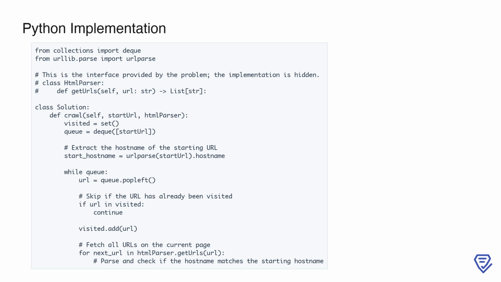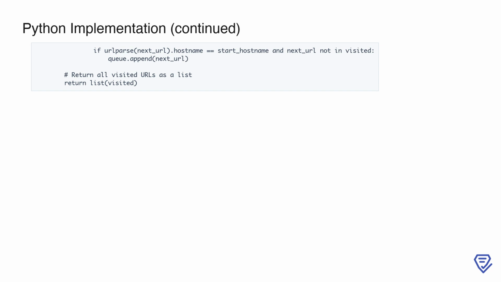Inside the while loop, we process URLs from the queue, starting by removing one from the left using popleft. If the current URL has already been visited, we skip further processing for it. Otherwise, we add it to the visited set, marking it as processed. After that, we retrieve all URLs on the page by calling html_parser.getURLs for the current URL. For each URL retrieved, we use urlparse again to check if the hostname matches the starting domain. This ensures that the crawler stays within the same website and doesn't venture into external links.